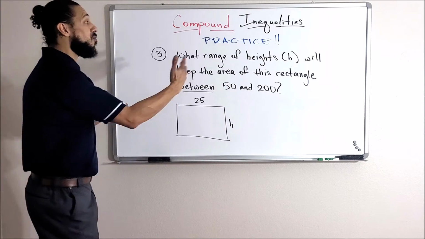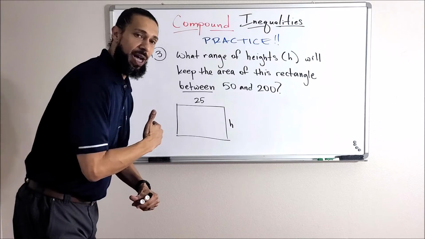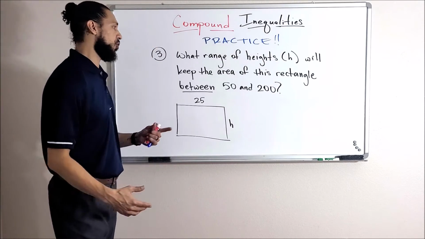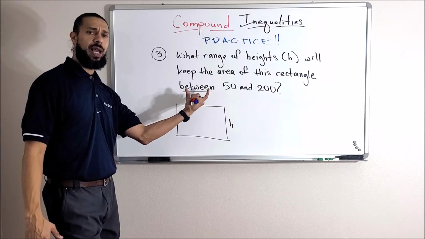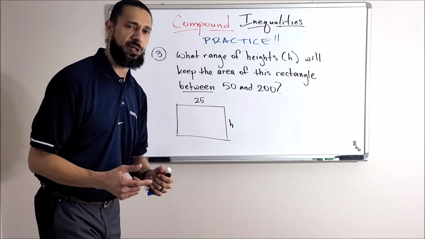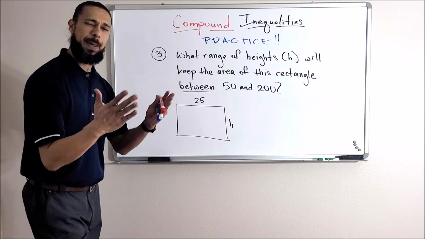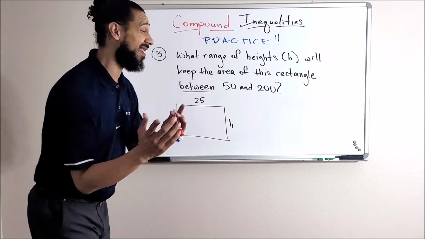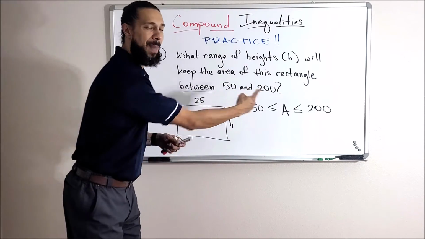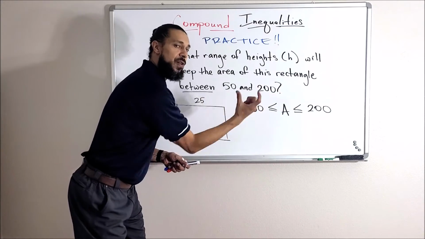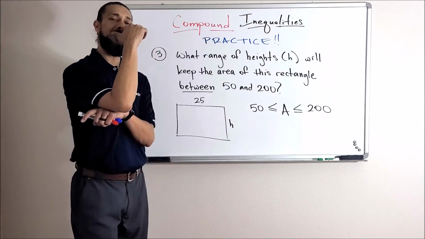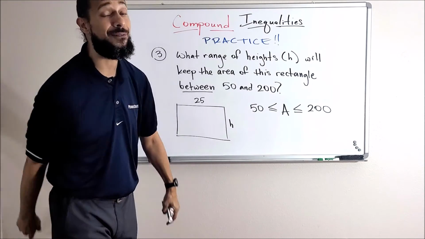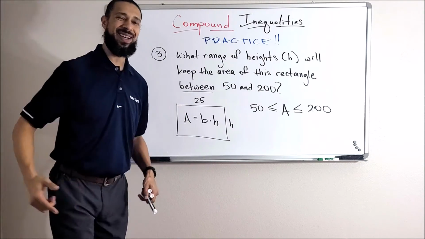Anyway, what range of heights will keep the area of this rectangle in between 50 and 200? We've talked about what compound inequalities look like when we're talking about in between 2 numbers. Can I write down that the area is in between 2 numbers? I think I can. I want my area to be in between 50 and 200. I wish I knew how to find the area of a rectangle. You better know how to find the area of a rectangle. It's base times height.